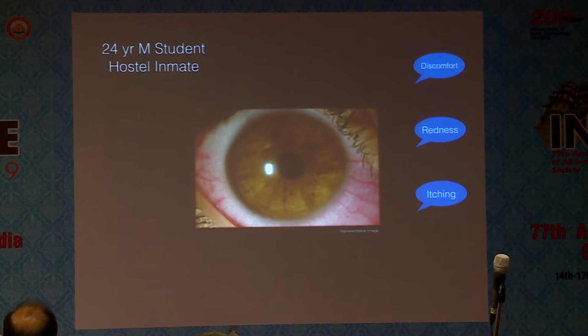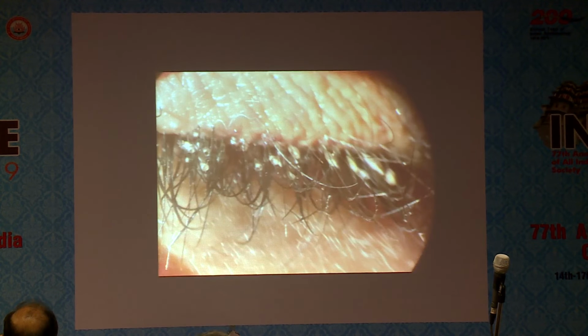who presented with discomfort, redness, itching, and on examination of the lashes, you see these cylindrical deposits, which appeared to be like blepharitis, but on closer examination, you see they are cylindrical egg-like deposits. Some of them are hatched, you see holes over here, and some of them are intact. Now these are cases which you do not commonly see.